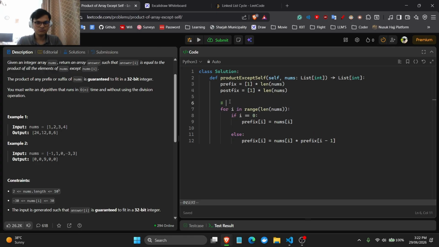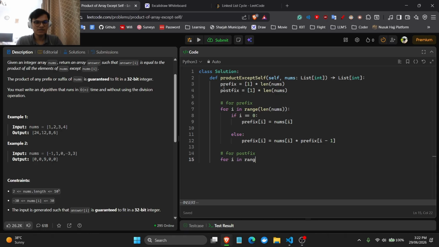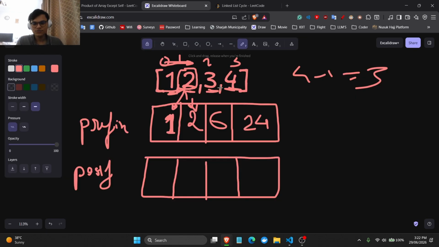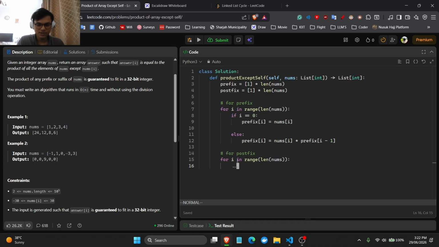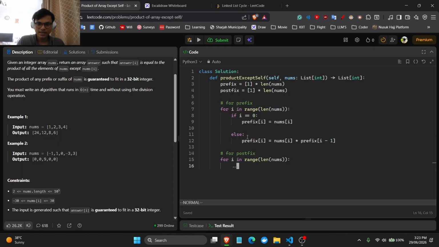So for prefix, and now we will do for postfix. prefix बोल रहा हूँ pre ही है ना. Okay, so for I in range of length of nums, length of nums बहुत बार ऊपर नीचे हो रहा है. Let's just do that. I mean ठीक ही है. Right, so we want to start actually from the opposite end, because we wanna start from here actually.